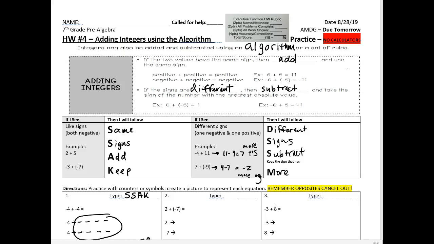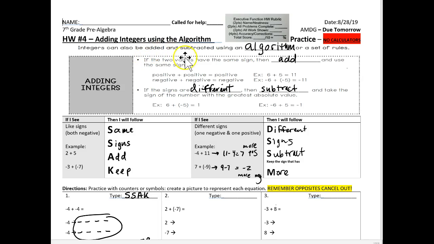Welcome to homework number 4, adding integers using the algorithm. So yesterday we were using number lines to figure out how to add integers, and now we're actually going to figure out an algorithm. Integers can be added and subtracted by using an algorithm, which is a fancy word for a set of rules, like a rule.